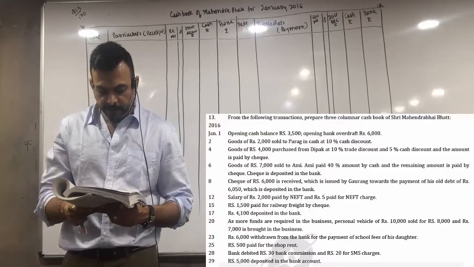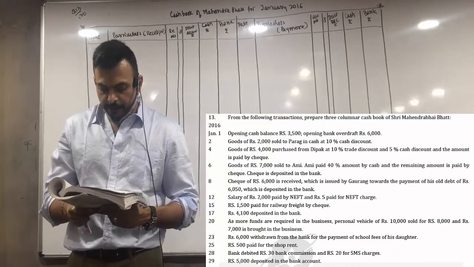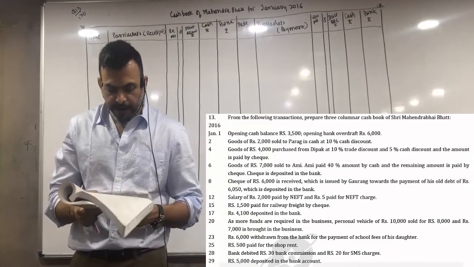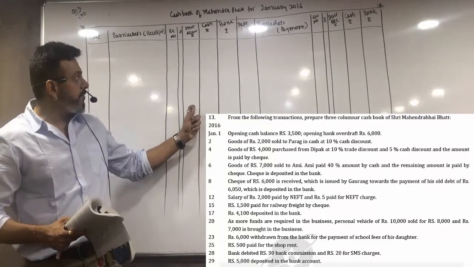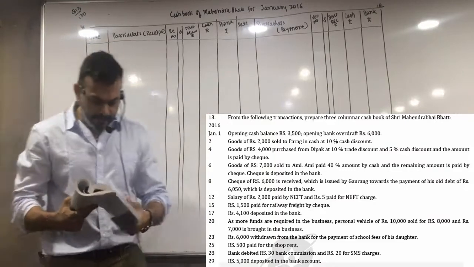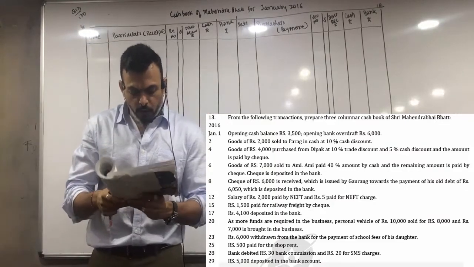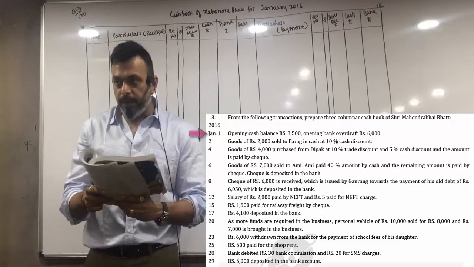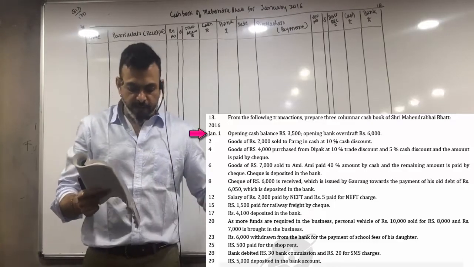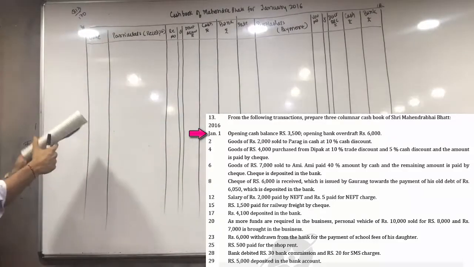Following transactions, prepare a 3-columnar cash book of Sri Mahendra Bhai Bhatt. Now 3 columnar is discount, cash and bank. 2016 opening cash balance and opening bank overdraft. So cash balance on the receipt side.